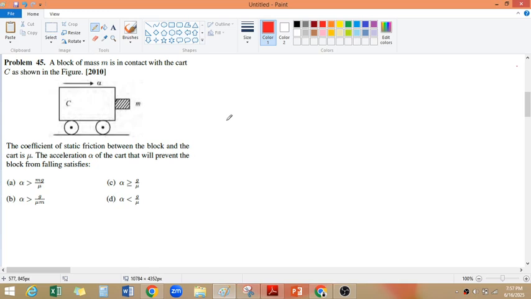Block of mass m is in contact with the cart. This is the mass and this is the cart. Shown, the coefficient of static friction between the block and the cart is mu. The acceleration alpha of the cart that will prevent the block from falling satisfies.